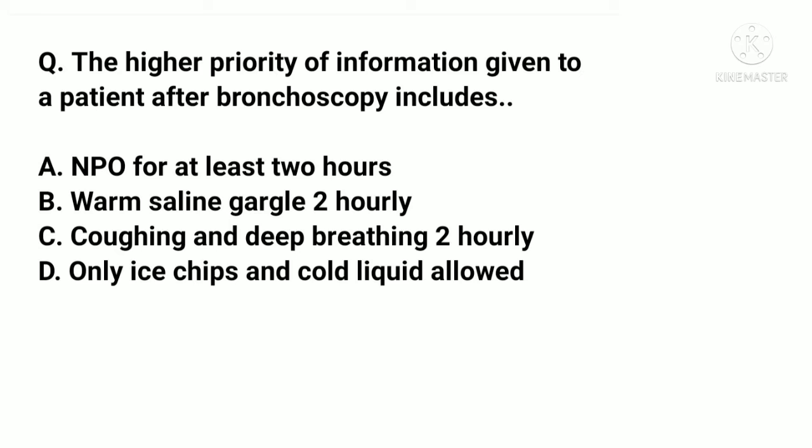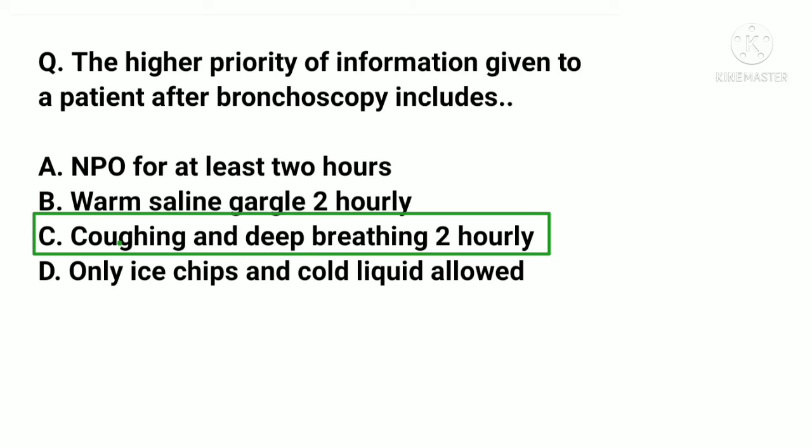Bronchoscopy means examination of the bronchi through a bronchoscope. The higher priority of information given to a patient after bronchoscopy includes A. NPO for at least 2 hours. B. Warm saline gargle 2 hourly. C. Coughing and deep breathing 2 hourly. D. Only ice chips and cold liquids allowed. And the correct answer is C. Coughing and deep breathing 2 hourly. In addition, no food or liquid by mouth is also suggested until the gag reflex has returned.